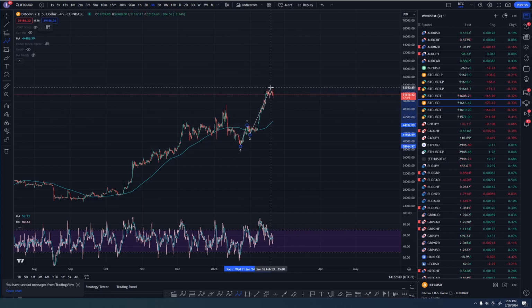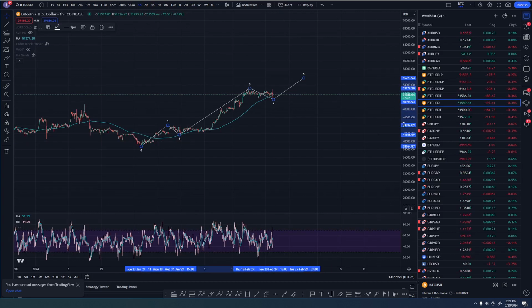Well, this could be the top of 3 right there. This is wave 4. Could be getting to wave 5 at this point. That's going to take us up to 55, 56K. We might be heading in that direction. Now, I don't know that to be a fact, but that's an idea. That's one idea. Let's talk about some other ideas.